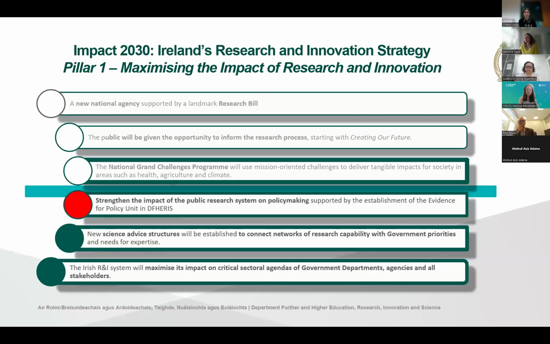So this is one of the core pillars within the National Research and Innovation Strategy, around maximising the impact of research and innovation. And I've highlighted the particular area that I am working on, which is around strengthening the impact of the public research system on policy making. Our unit, the Evidence for Policy Unit, was established around the same time that the strategy came out, a little bit before it, but our unit was called out as being responsible for bringing the policy and higher education research sectors together, and to try and improve the research evidence input into policy responses to national challenges. There were a number of other actions within the strategy, which covers the whole of the research and innovation system, but that's the piece that I'll be talking about today. And I might just go to the next slide, if you don't mind.